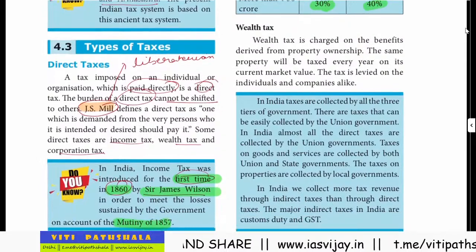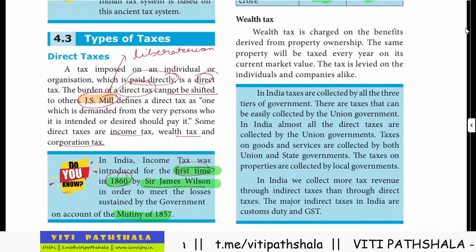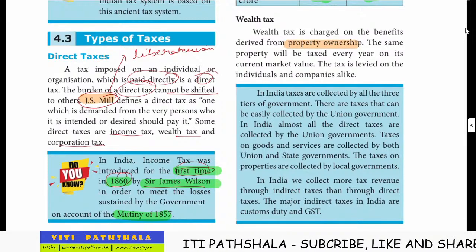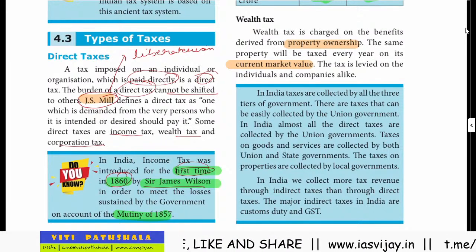Then comes the next, which is the wealth tax. It is charged on the benefit derived from the property's ownership. The same property will be taxed every year on its current market value basis. The tax is levied on the individual and the company alike.